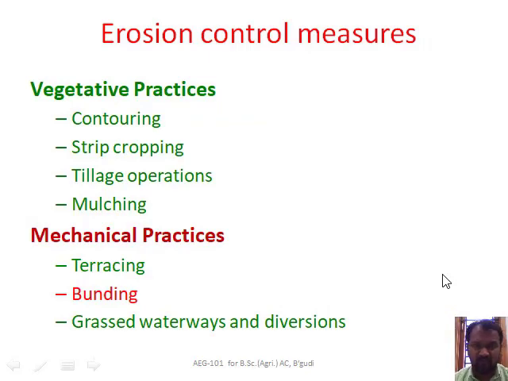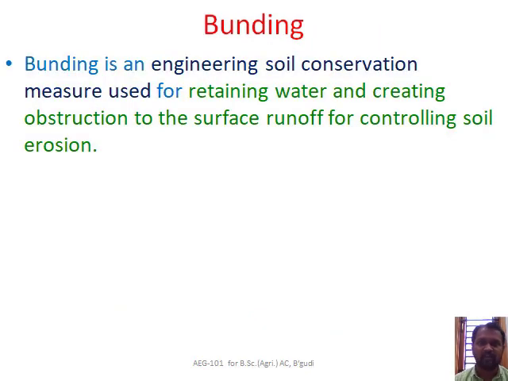Then after discussion of different types of terraces, we are moving towards the next type of erosion control measures, and that is bunding. These bundings are commonly practiced in India. So we'll see one by one. What is meant by bunding?